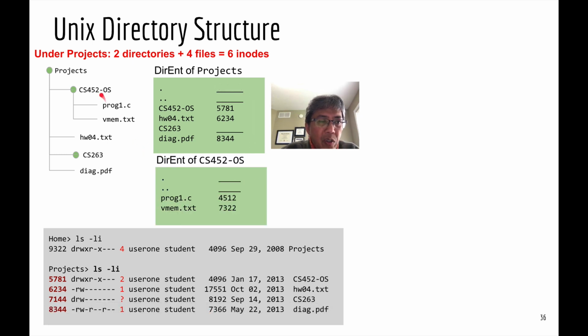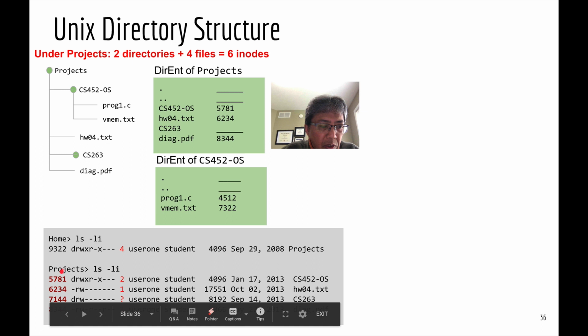Now, let's say you go deeper into the subdirectory CS452OS, and if you look at the 2 files under CS452OS, you should be able to fill in the 2 missing numbers in here. So, what is the dot? The dot is self. That means this number should be the inode of that directory. And you can use this information up here, 5781, or you can also use the information from the output of ls -li.